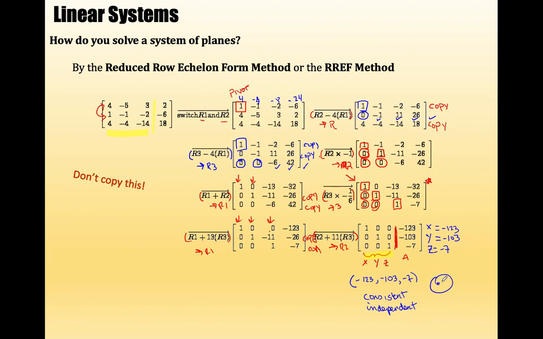Wow, a lot of work, huh? Now I want to refer back to this star. Can you tell why this one was actually good enough? If you look at this last line, I still get z equals negative 7 out of it. But because I have these zeros behind here and here, can you see that this just says 1y minus 11z is equal to negative 26, and this says 1x minus 13 times z is equal to negative 32, and trust me, you'll get negative 123 and negative 103 out of that. Okay?